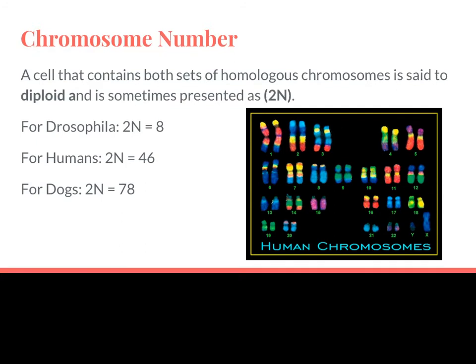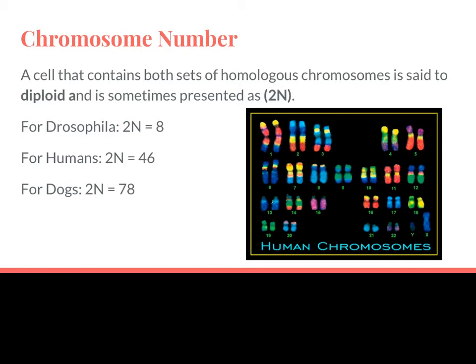So let's define some words when we're talking about chromosome numbers. A cell that contains both sets of homologous chromosomes is said to be diploid. And diploid means, di means 2, so you have 2 sets. And it's sometimes presented as what we classify as 2n. So for instance, Drosophila fruit flies 2n equals 8. So that's saying a full set of chromosomes is 8.